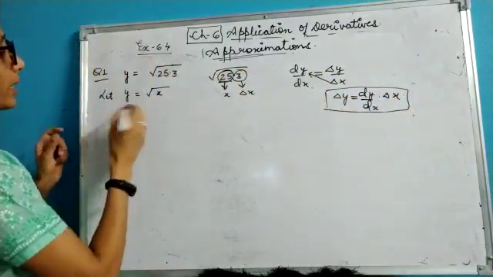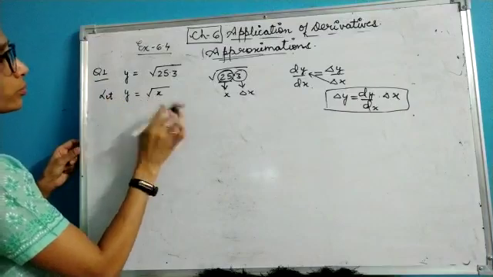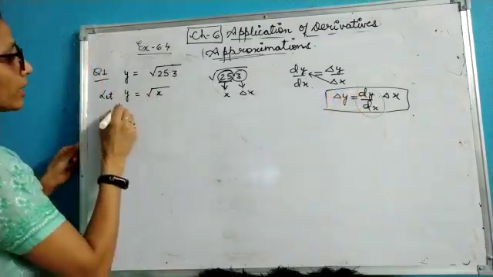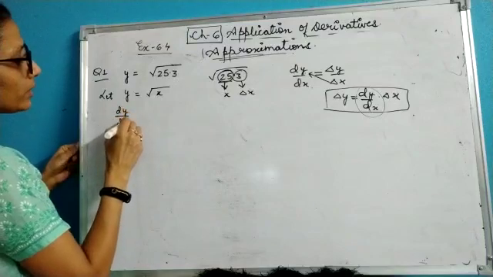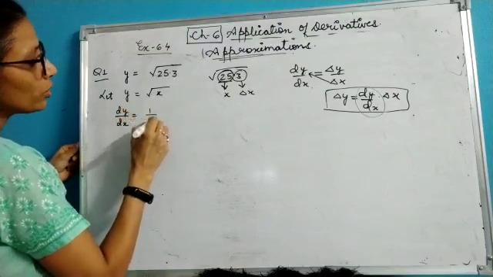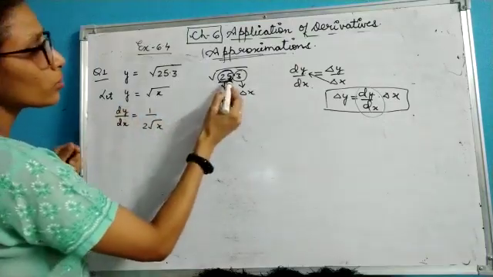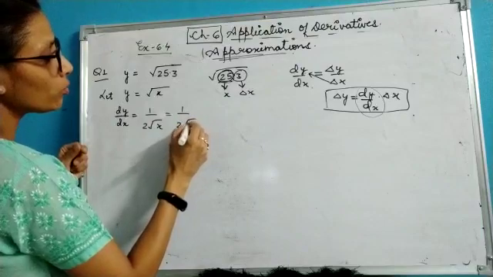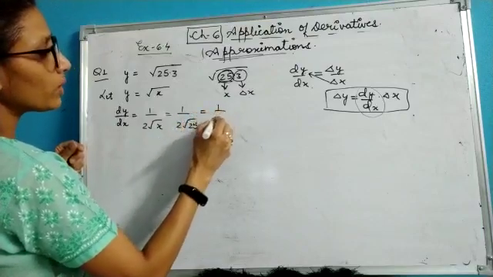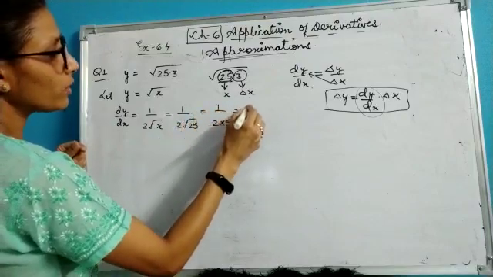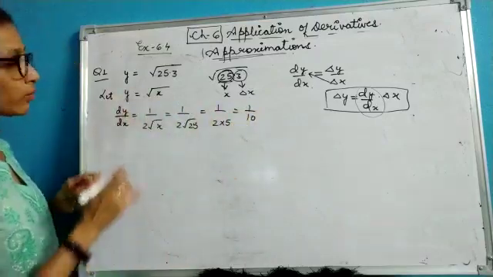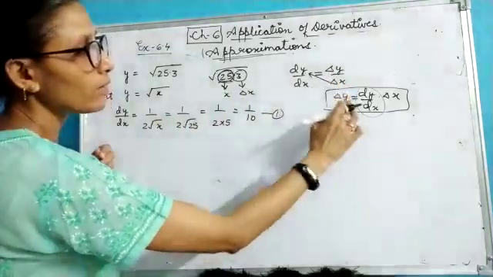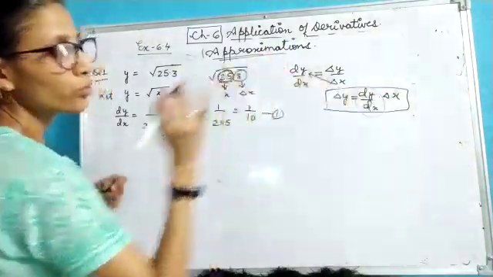So here I can write y equal to root x, and since I need dy by dx, I will calculate it as dy by dx equal to 1 by 2 root x. Now children, I told you that your x is 25, that means this will be 1 by 2 root 25, which is 1 by 2 into 5, which gives me 1 by 10. This is one step: you need to calculate dy by dx. Another thing, you have to write del y equal to dy by dx into del x.